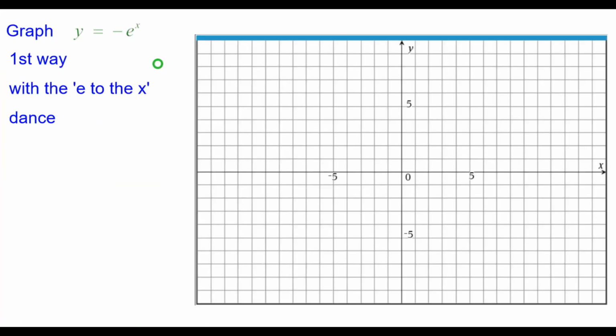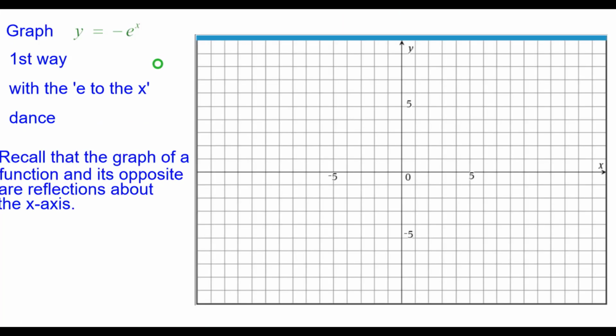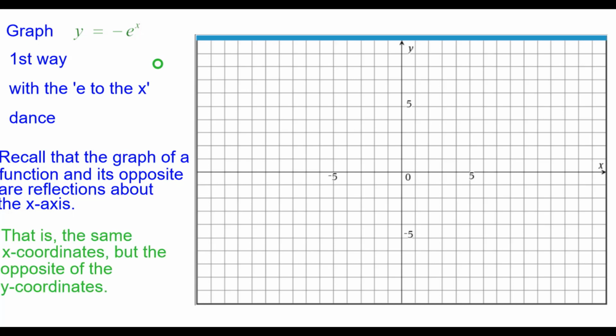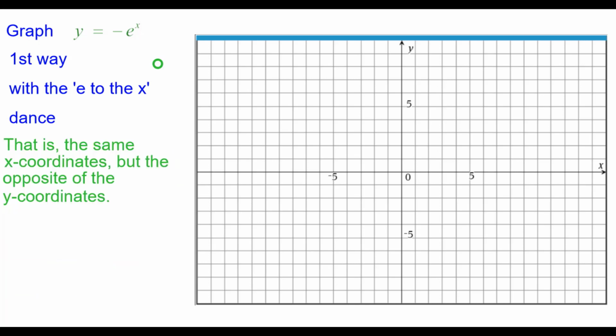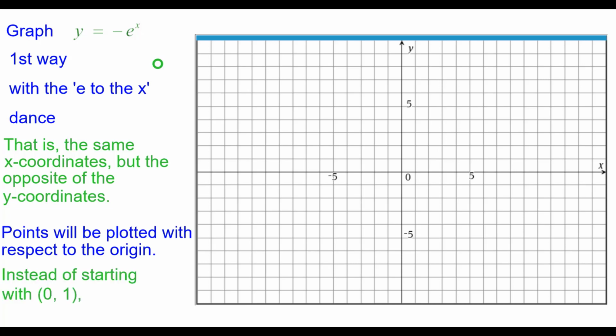The first way is with the e to the x dance. Recall that the graph of a function and its opposite are reflections about the x-axis. That is, they have the same x-coordinates, but the opposites for their y-coordinates. Points will be plotted with respect to the origin. So instead of starting with 0, 1, which would be on the e to the x dance, we'll go with 0, negative 1, go in the opposite direction.